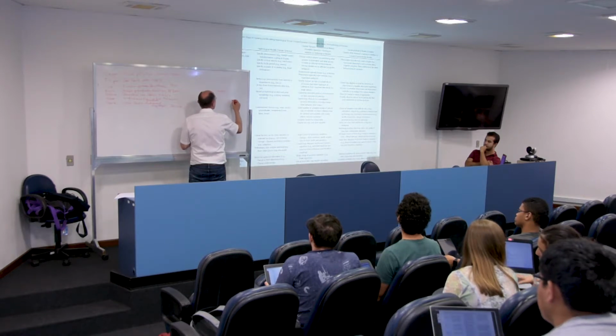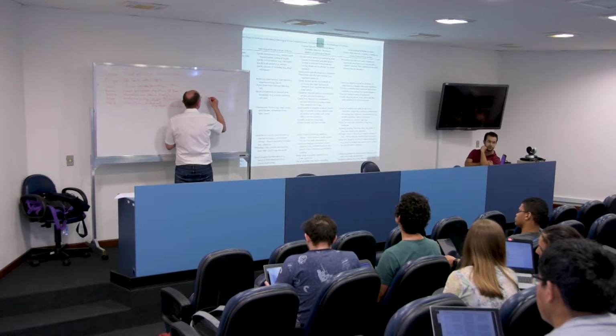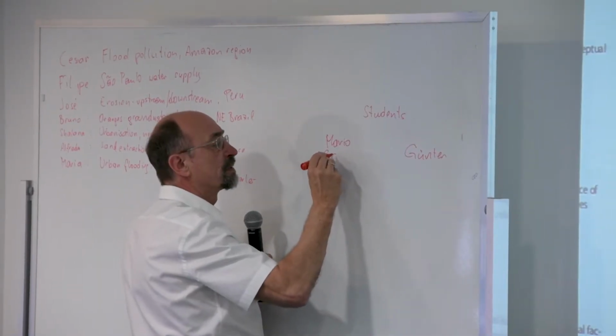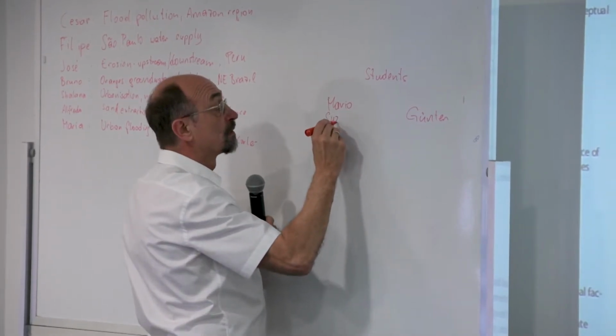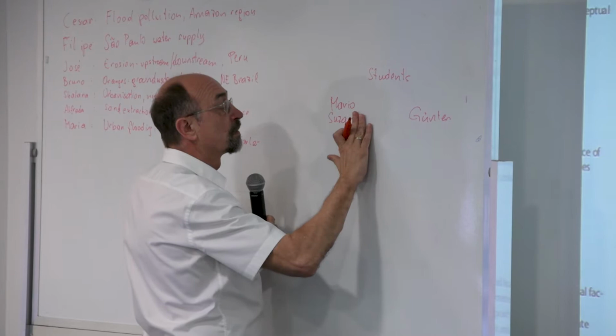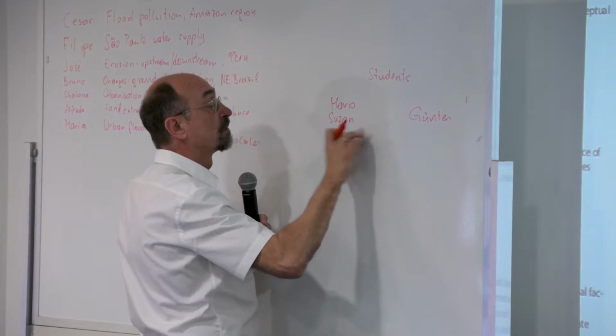Students, that's myself, Günter, and that's Mario. And I'm not sure whether I spell your name right, Susanne. Z or S? One double E. Sanna.